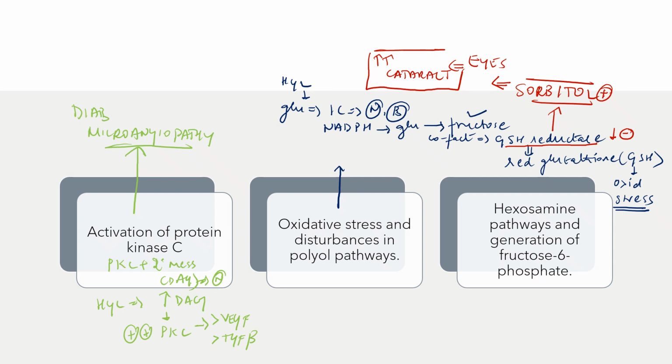And the last mechanism is hexosamine pathways and generation of fructose 6 phosphate. So here what happens is, this pathway has increased flux of metabolites because of hyperglycemia. So then what happens? The cells usually tend to get damaged. Cell damage occurs.